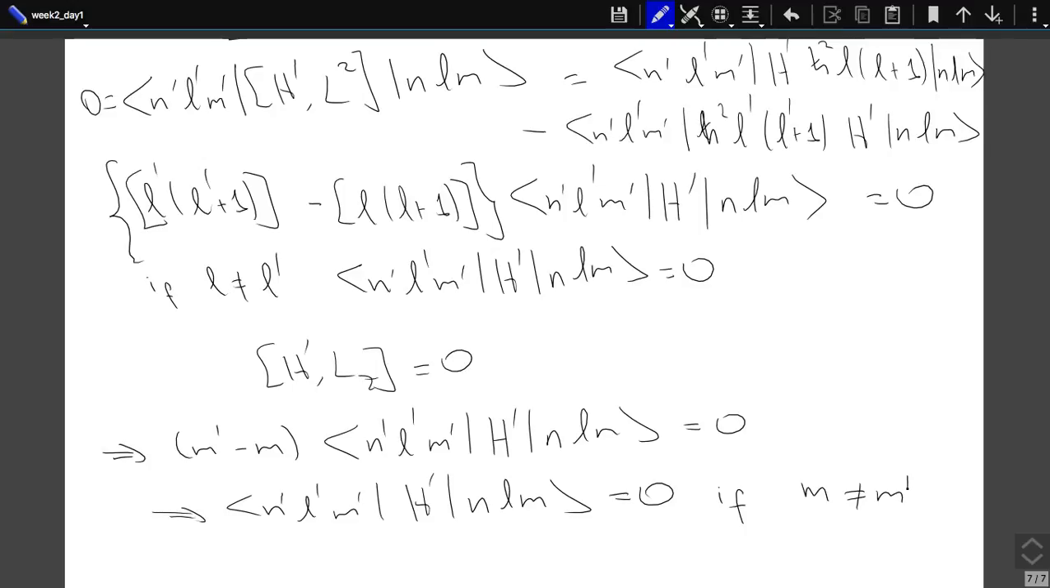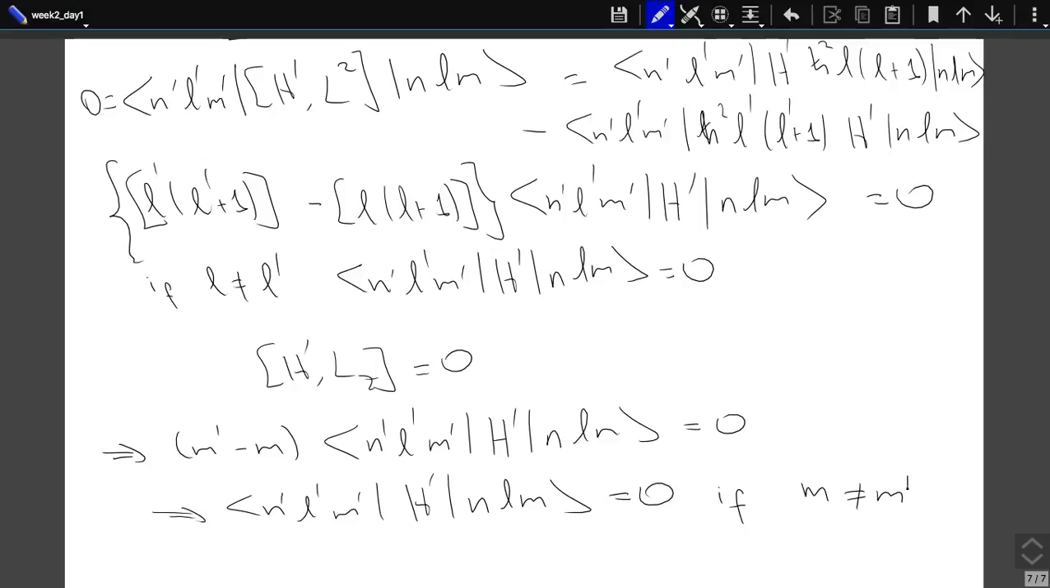So these two expressions basically mean that in the degenerate subspace, H prime is already diagonal. Remember, if there is degeneracy, we had to diagonalize H prime in the degenerate subspace. But in this subspace, it's already diagonal. Now this is in fact a general property.